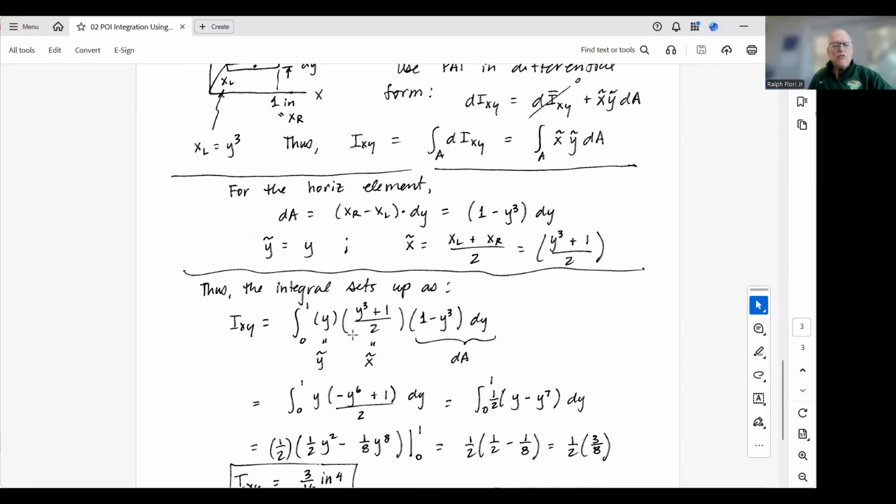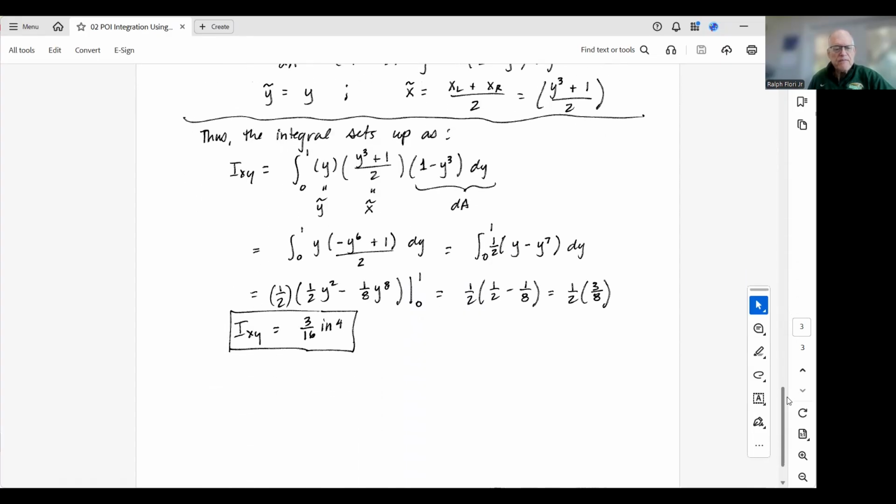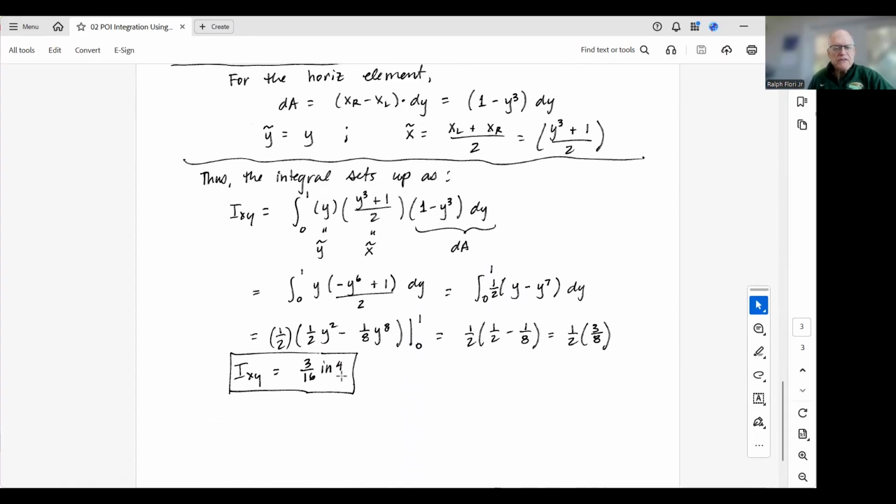And so my integral is y tilde, which is y, times my x tilde, times my dA. You can expand this out and multiply through to set up the integral, basically like this, or you could just plug it into your calculator, either way. In my next example, or one of my next examples, I use the calculator for it and show you how to do that. So, relatively straightforward.